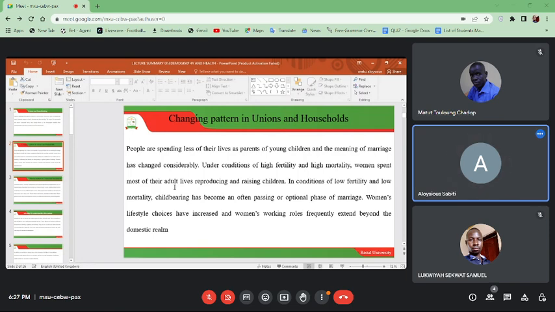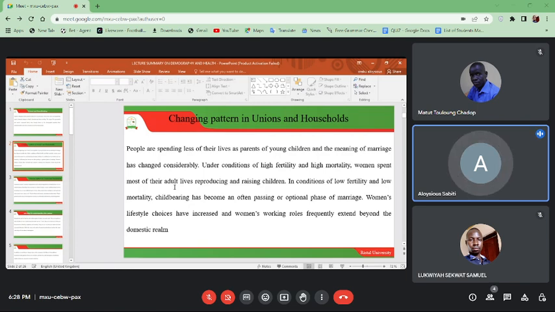and raising them. However, in the middle income but also developed countries, where the conditions are low fertility and low mortality, childbearing has become often a passing or optional phase of marriage. So childbearing is barely an optional phase, in that in your entire lifetime you're producing two children. If you produce from the age of 23, you are very aware that your child will survive up to their 50s, 70s, 80s, 90s, and therefore it is optional, and you're not raising children for long, unlike our African context.